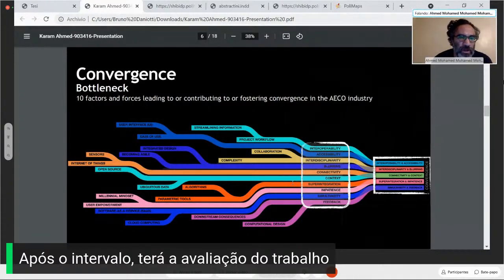There's something called the bottleneck of convergence, which is a way of understanding how convergence is actually achieved. Many factors lead towards an end, which is convergence, and how these factors are organized and laid out is very important, because it really shows the limits of what the environment of design can be, and how to reach convergence through it.